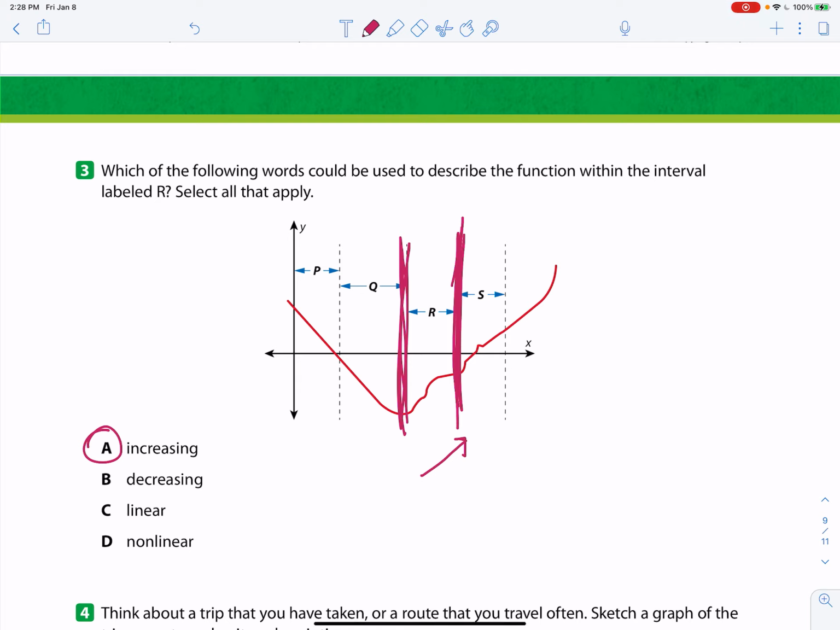But you can also say, of course, since it's increasing, it can't be decreasing at the same time. And this isn't a line. A line is straight, okay? And this is not straight. So it's definitely not linear. And if it's not linear, that automatically makes it non-linear. All right, that's it for number 3.